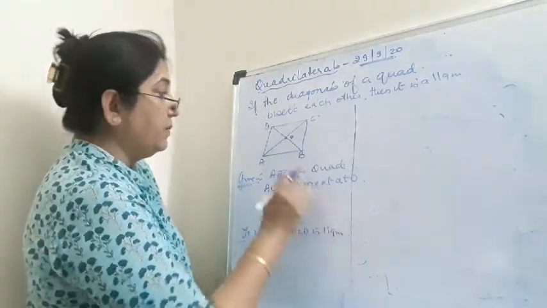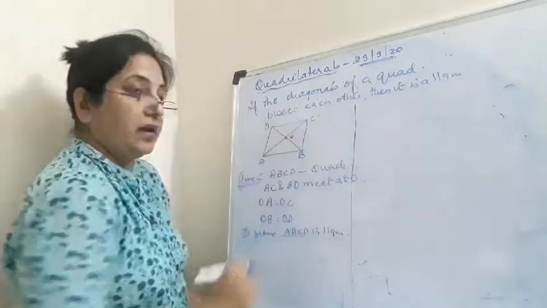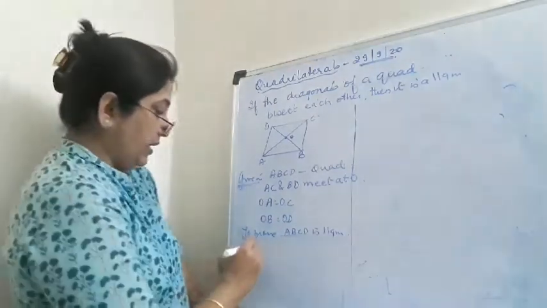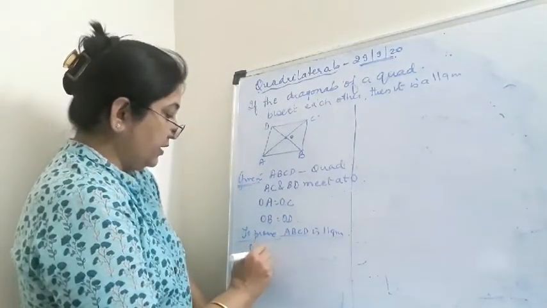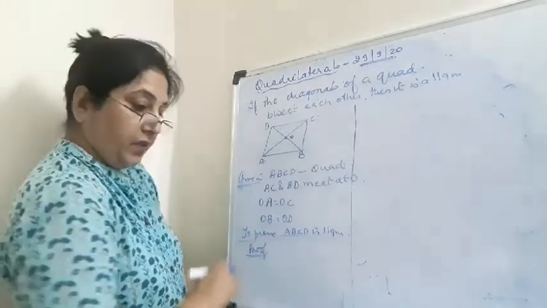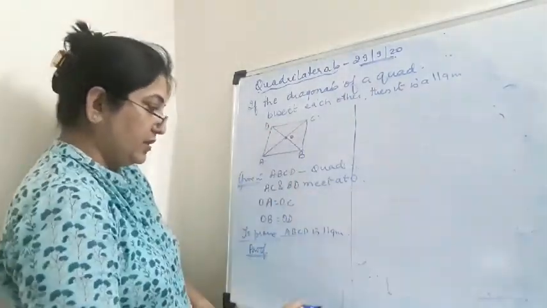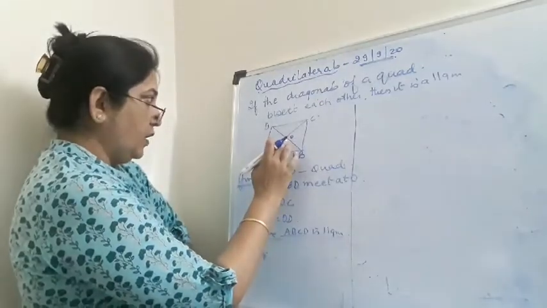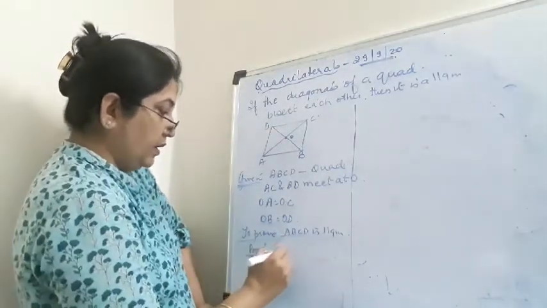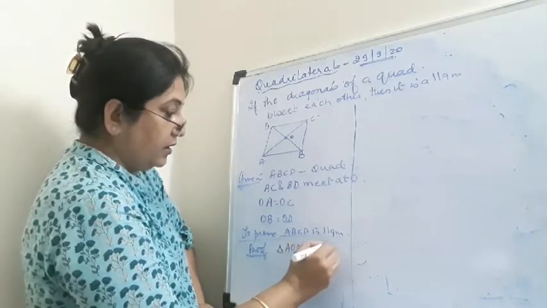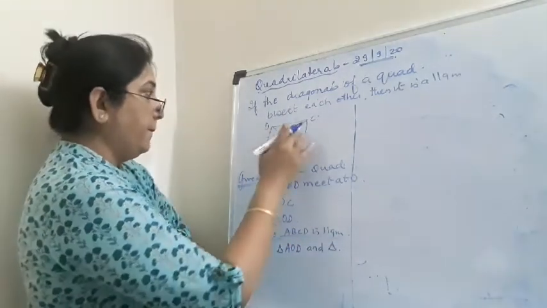To prove that it is a parallelogram, we have to prove that these sides are parallel. Yes, children. So let us start with the proof, and let us consider the same triangles which we have taken in the previous one. We can also take these two. So let's start with AOD. Okay, triangle AOD and triangle, which one? BOC.